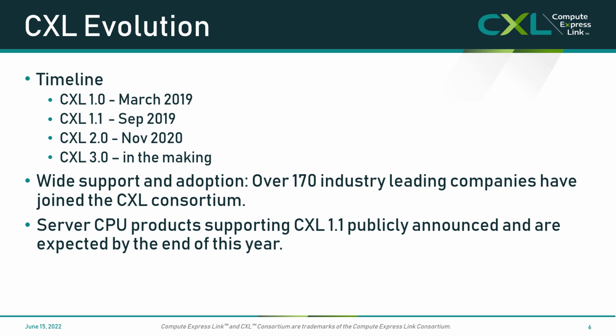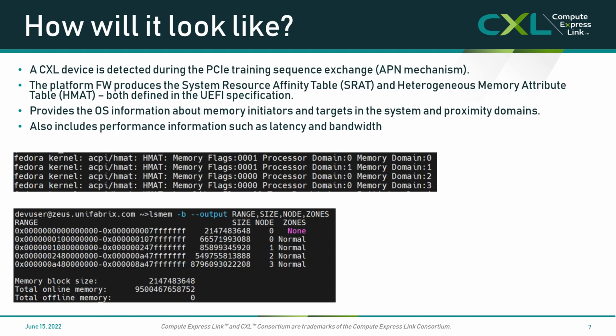So I said I'm going to show an example and talk about how it actually works. And this is a good example. So how will it look? A CXL device, first and foremost, starts its operation like a normal PCIe device, right? It will leverage the alternative protocol negotiation mechanism that is defined in the PCIe specification. And during the training sequence exchange, it will be detected as a CXL device.